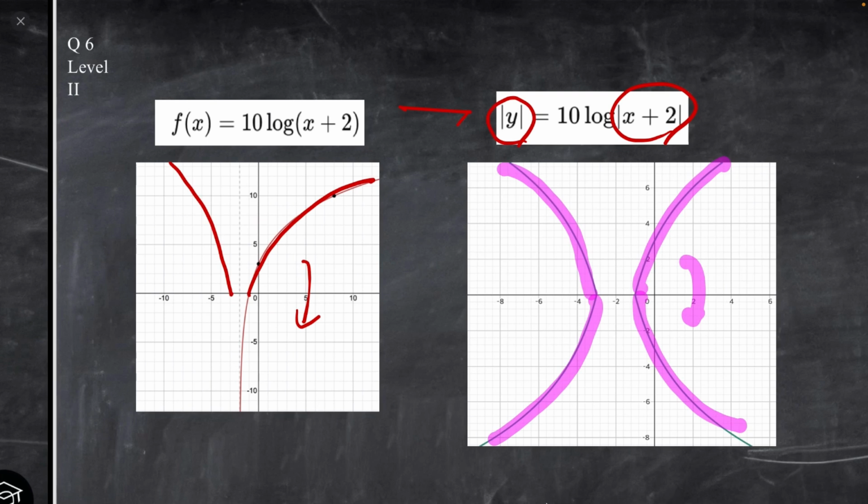Let's summarize. Adding an absolute value on y folds the graph upward across the x-axis. Adding an absolute value on x mirrors the graph across a vertical line. Across the y-axis, when it's just absolute value of x, and across x equals -2, when it's absolute value of x plus 2. So remember, use the ideas of fold up and mirror to sketch these graphs quickly and accurately.